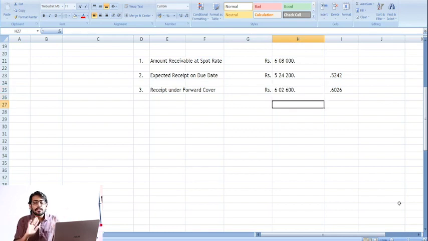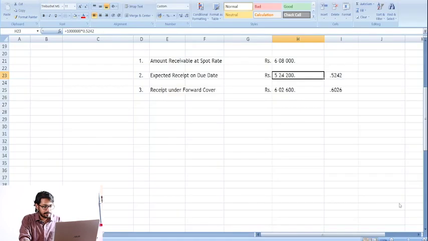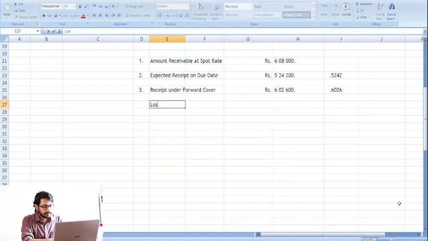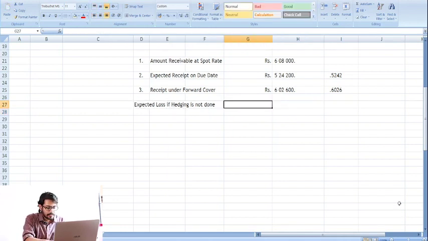6,02,600. Now they are not asking you to compute the receipts under 3 options. They are asking you what is the loss if hedging is not done. Calculate the expected loss if hedging is not done. How the position will change if firm takes forward cover. So loss if hedging is not done. Better to write the word expected loss. Expected loss if hedging is not done. You can also explain that is 1 minus 2.